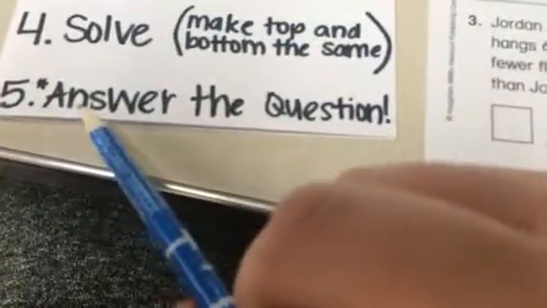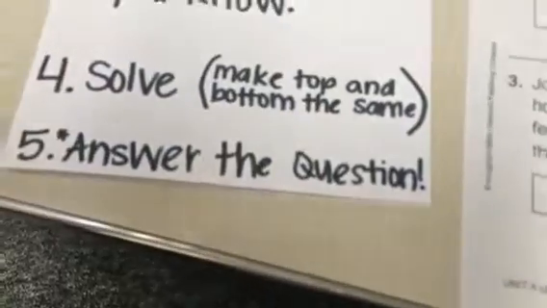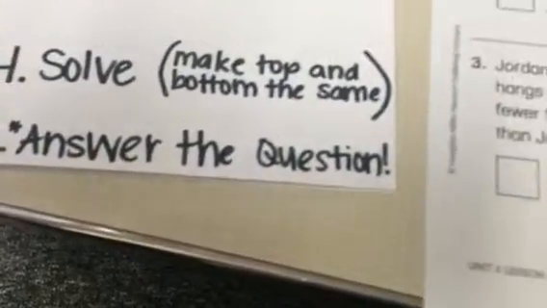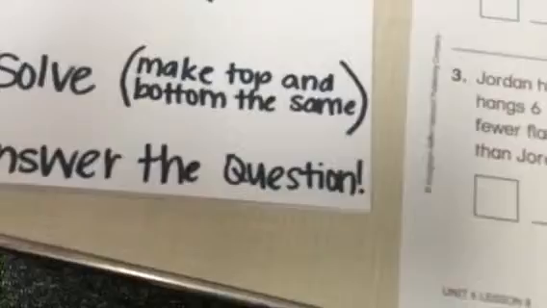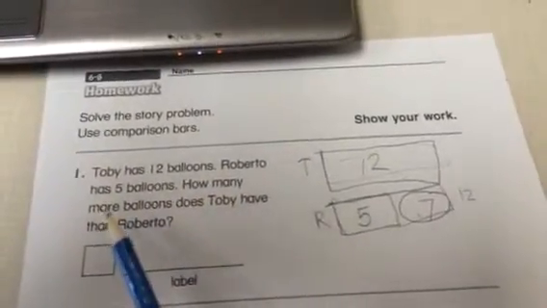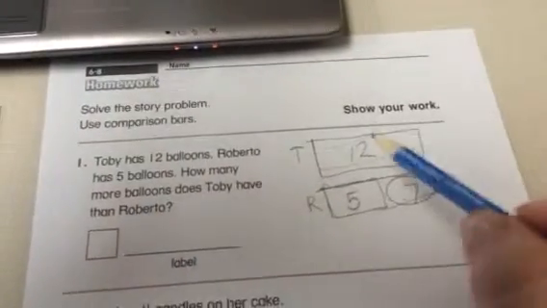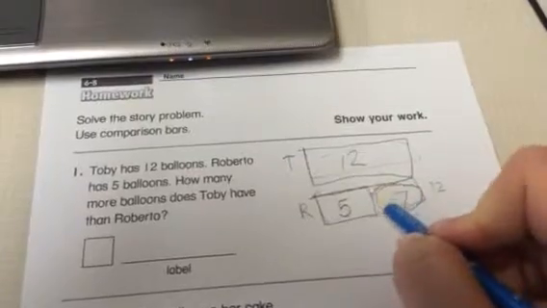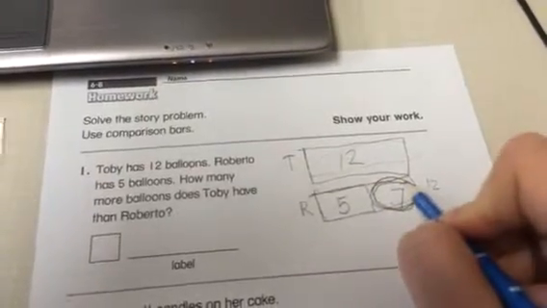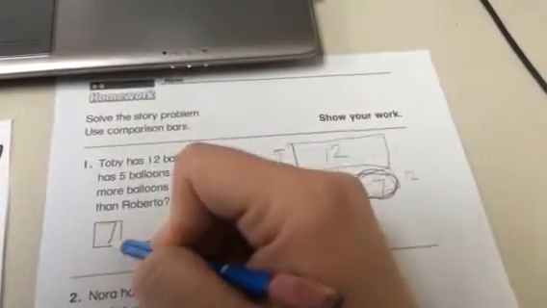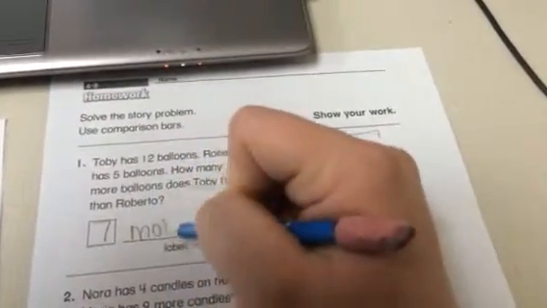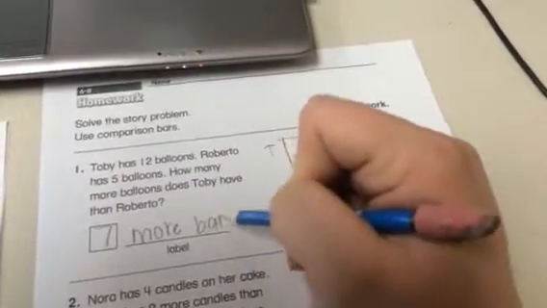Now I'm going to go back and I'm going to answer the question. This is something we sometimes forget, and sometimes if we don't read the question carefully, we get the wrong answer. The question is, how many more balloons does Toby have than Roberto? More is my difference. So Toby has 7 more. So I'm going to write 7 more balloons than Roberto.